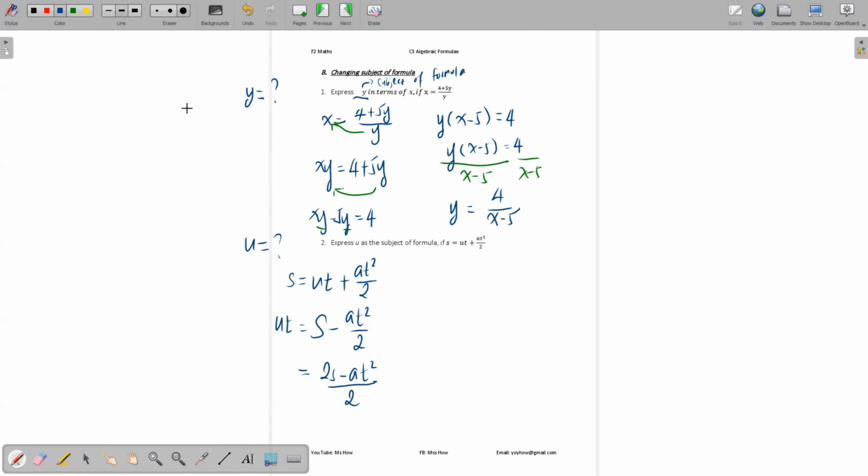Okay, now we want to move the t. ut equals to 2s minus at squared. I copied this, just I want to show you the next step actually is 1. So you divide by t, so here you actually times 1 over t. It's actually the same thing. So we will get u equals to 2s minus at squared over 2t. All right. So that's how we change the subject of formula.